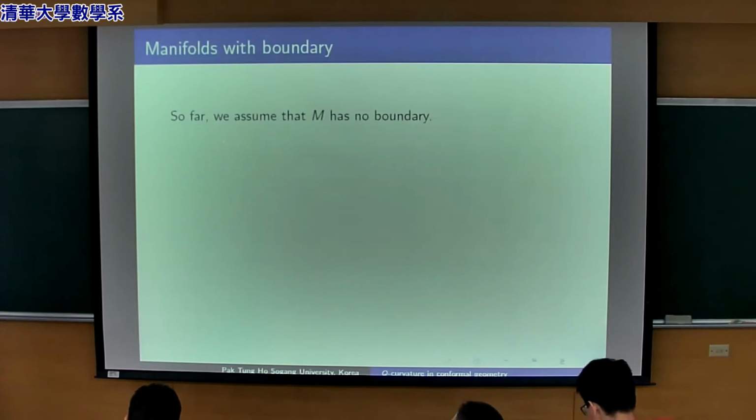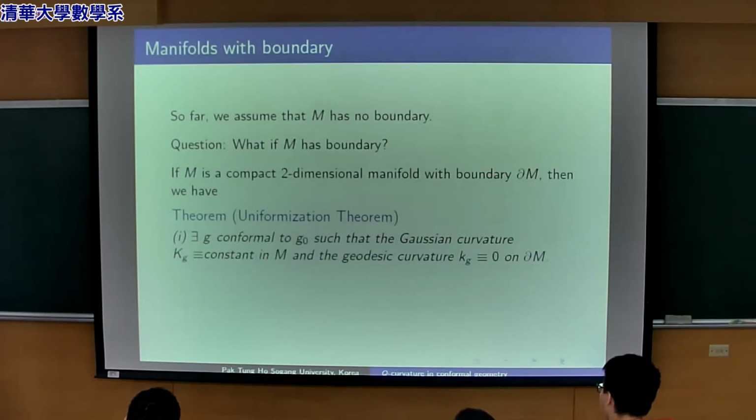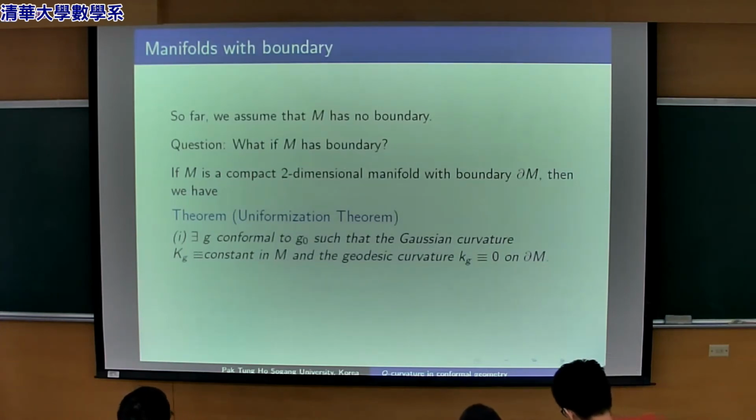So far we assume the manifold has no boundary. Now we ask the following question: what if M has boundary? For example, if M is a compact surface with a boundary, then we still have the uniformization theorem, and we have two cases.